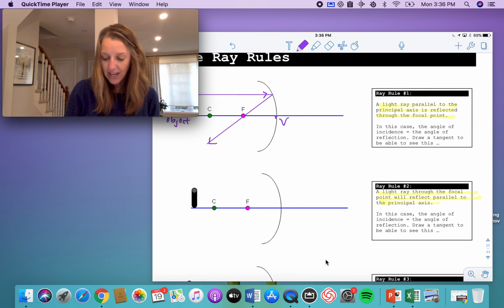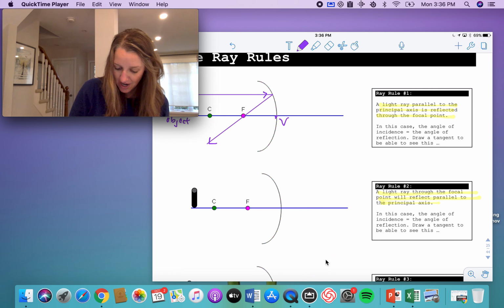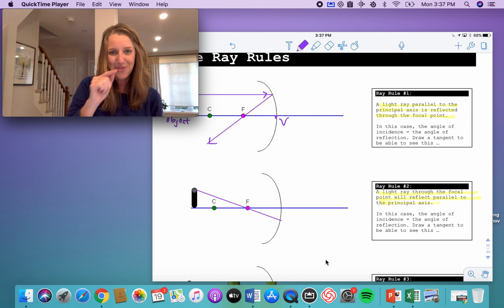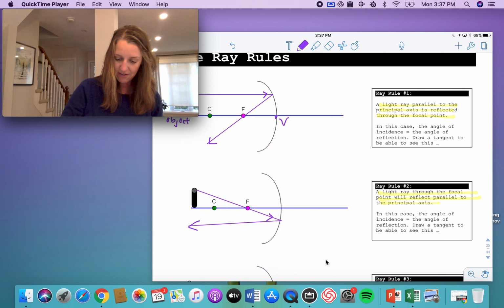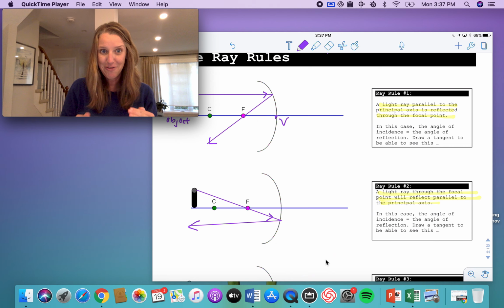Rule number two, a light ray that goes through the focal point will get reflected parallel to the principal axis. Here we go. Start at the top. If you have a ray that is exactly right, use your ruler, goes right through the focal point towards the mirror, it will get reflected how? Parallel to the principal axis. Oh, that doesn't look very good on my, no, you get the idea. If I had a ruler and I wasn't just using my pen, my finger, I would definitely make sure that that is parallel. Let's move on.